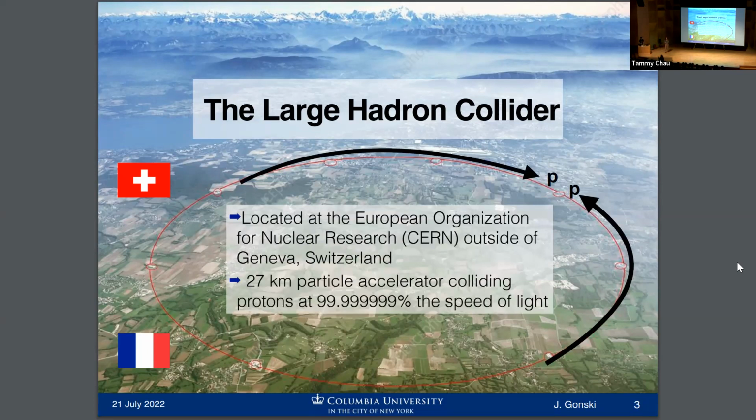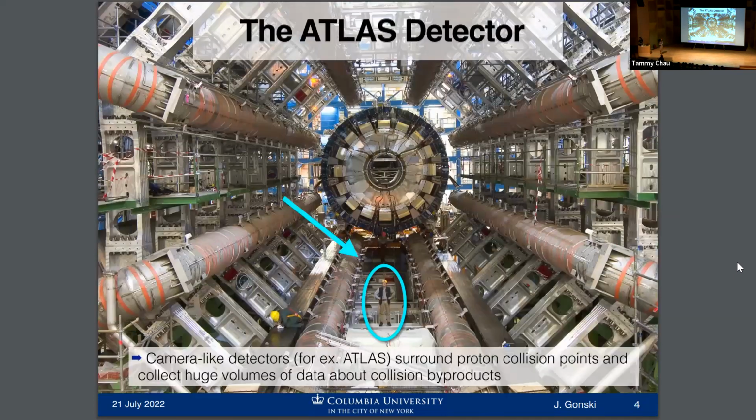And what this ring does is accelerate protons. So we get them to really high energies, nearly the speed of light, and then we collide them with one another at dedicated interaction points along the ring. And what exists at those interaction points are particle detectors.